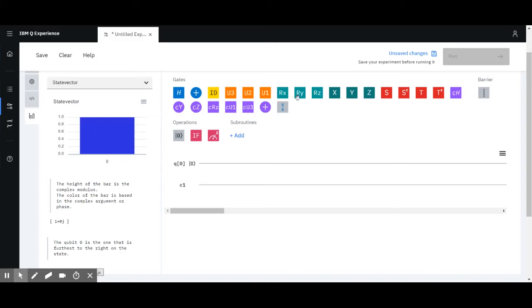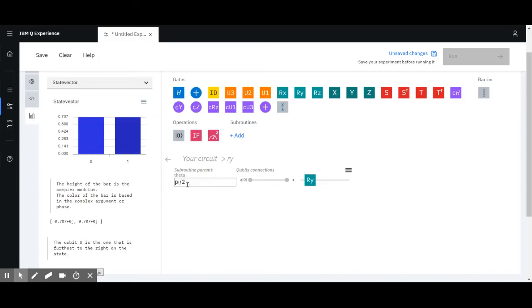So, for example, if I'm going to use the Ry, here you have, by default, a pi divided by 2 parameter. As I said, this is circular, so the way you can parameterize those gates is with radians. So pi is like 180 degrees, twice pi is 360 degrees.